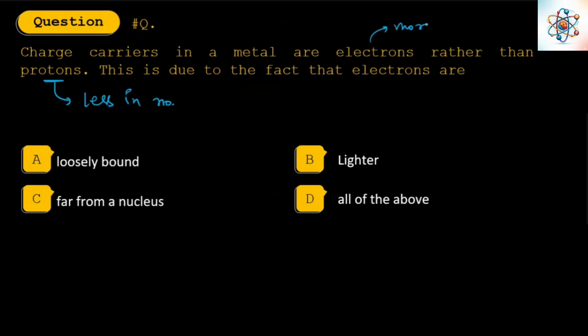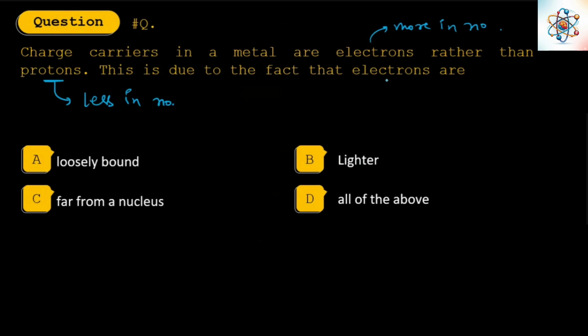Electrons are more in number. This is due to the fact that electrons are loosely bound, lighter, far from nucleus. So let us understand each example, each option also. Because whenever we are attempting an MCQ, the most important thing is you should know why the other options, which are not the answer, are not. Then only you can answer. Then you can be very sure about what is the exact answer.